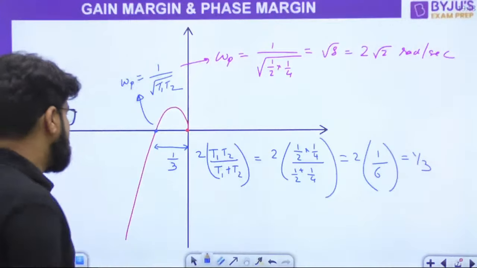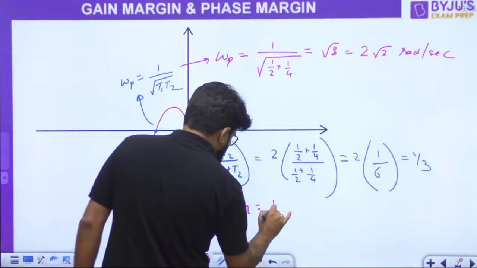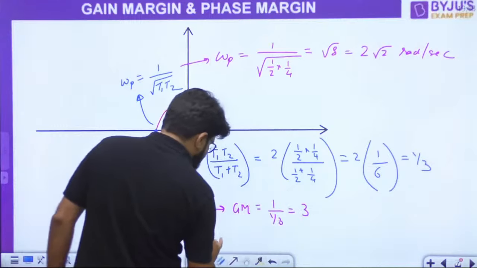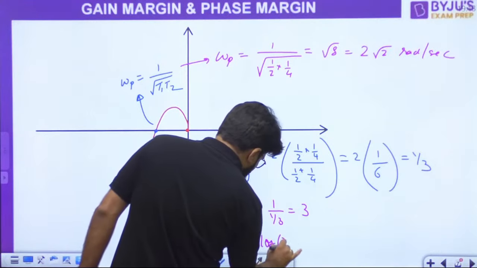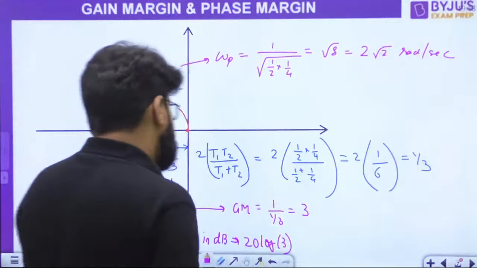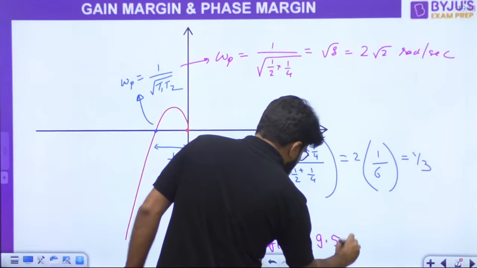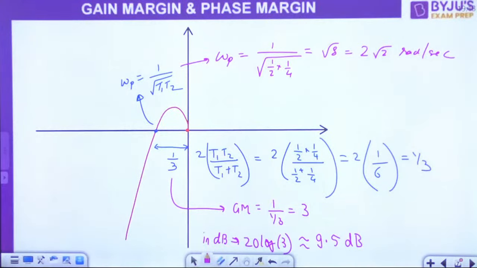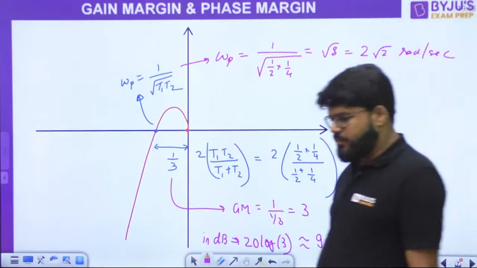Now see what is the gain margin. With respect to this, what is the value of gain margin? Gain margin is 1 upon magnitude at phase crossover frequency, that is 1 upon 1 by 3, which is equal to 3. In decibel, it is equal to 20 log of 3, whose approximate value will turn out to be somewhere around 9.5 decibel. You can check it. 9.5 decibel will be the answer for this, everybody.